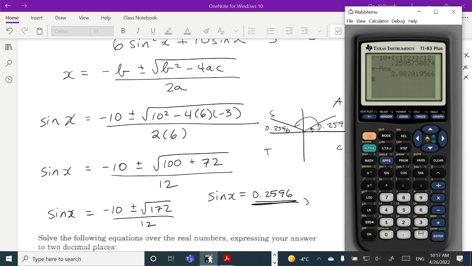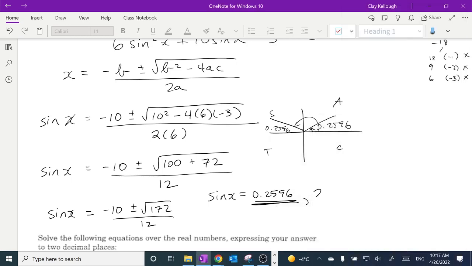2.8820. Make sure you do this right. Oh, did I goof something up? Oh, right. That's not the final answer yet. Thank you. Somebody just pointed out, I forgot, I have to do the inverse yet. Oh, now I got to go back and erase stuff.